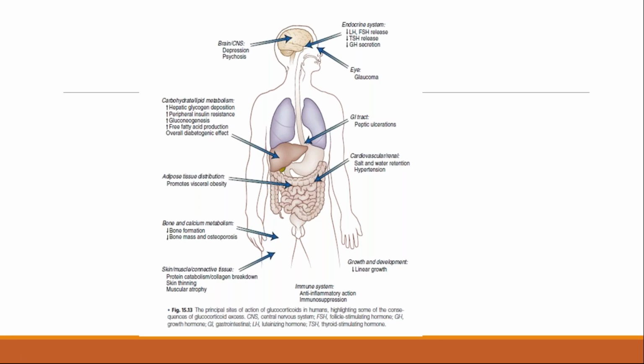These are the principal sites of action of glucocorticoids in human beings, from the brain to each and every part of our body. Steroids can cause psychosis as well as depression, and can suppress the release of LH, TSH and growth hormone, and can cause glaucoma. There are effects on carbohydrate and lipid metabolism; in the GI tract, peptic ulceration; in the cardiovascular and renal systems, salt and water retention and hypertension; in adipose tissue distribution, usually promoting visceral obesity; in bones, osteoporosis and decreased bone formation. We'll be discussing these in detail.